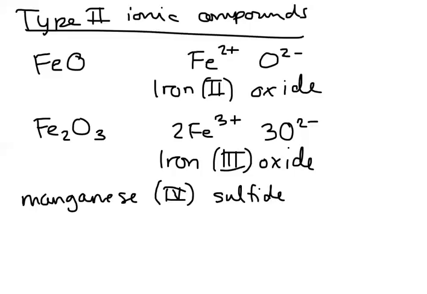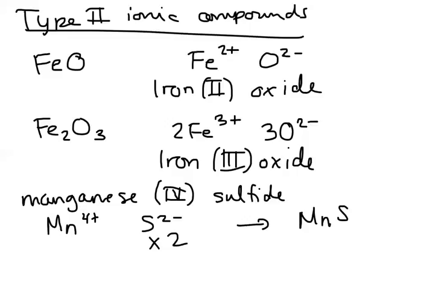So it's Mn 4+. Now you can look at your periodic table for the charge of sulfide. 2 minus. And since it's sulfide, you know it's a monatomic anion, it's S2 minus. What do we have to do to balance these charges? Multiply sulfide by 2, so MnS2 is manganese 4 sulfide.